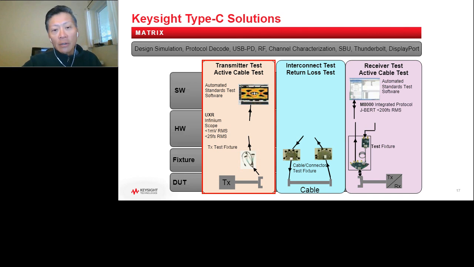You also see here the notion of active cable testing. With passive cable, we simply used the ENA. It is no longer true. For performing active cable testing, the same equipment that's used for transmitter test and receiver test will be required.